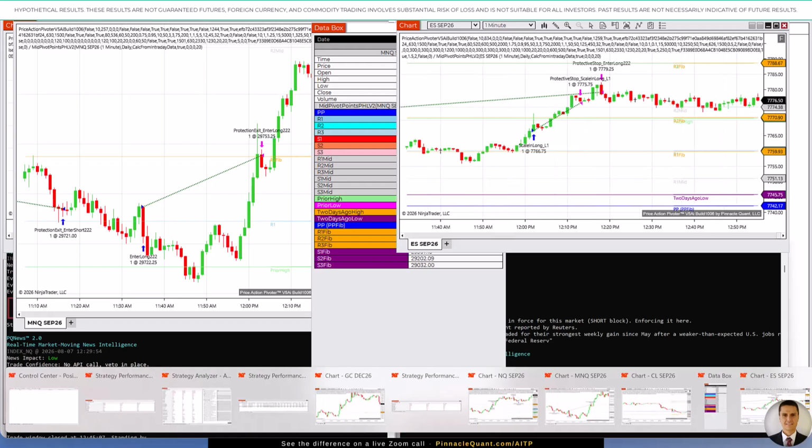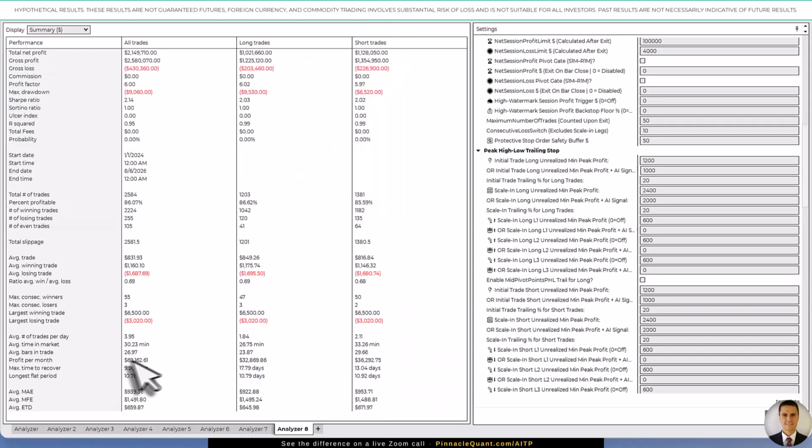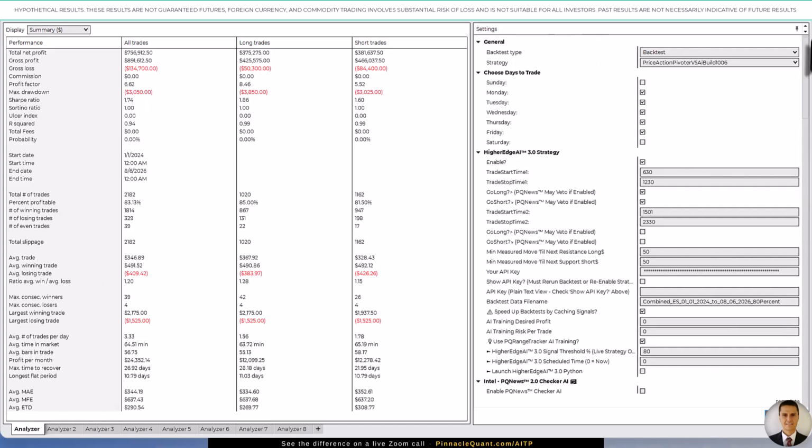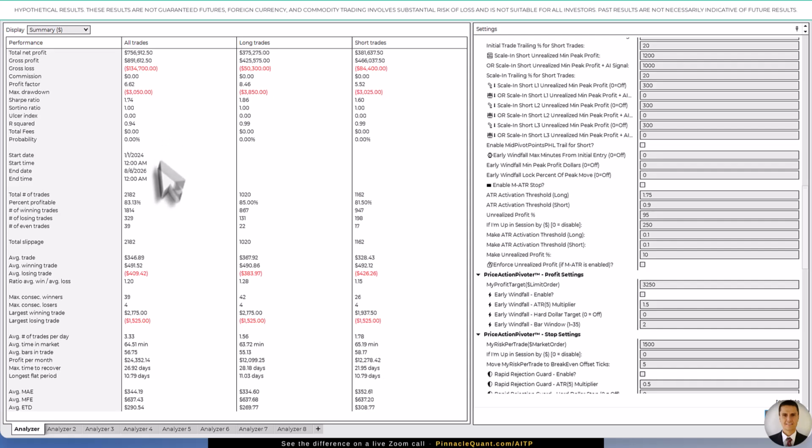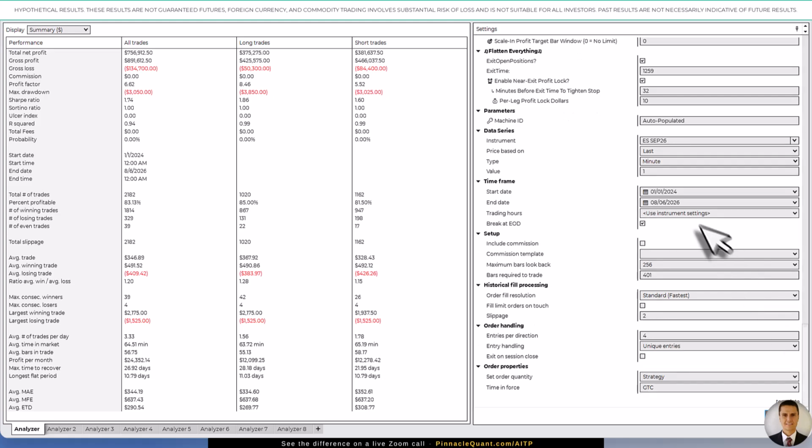I haven't forgotten you. In any case, let me show you guys. I ran some back tests as well. Again, everything that you saw was live. These are back tests. The first 4 are using 80%. So this one is 80%. This is ES. This is going back to January 1st of 2024, until August 6th, which is yesterday.